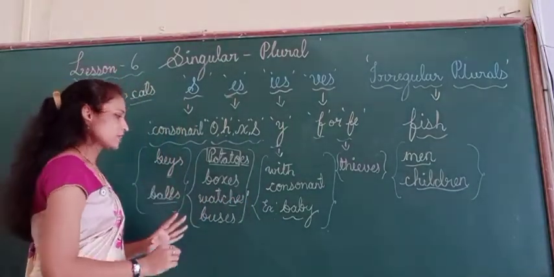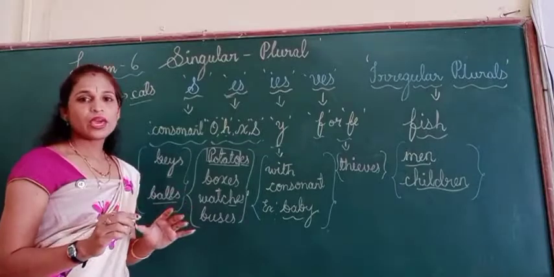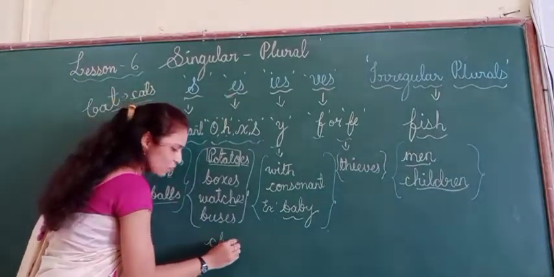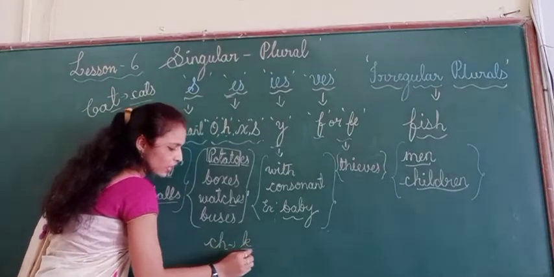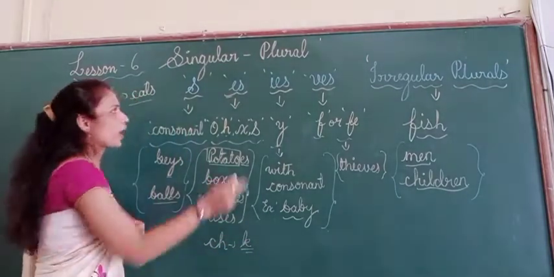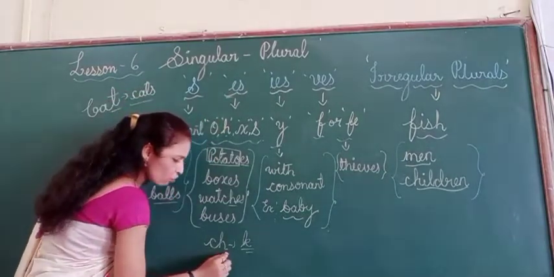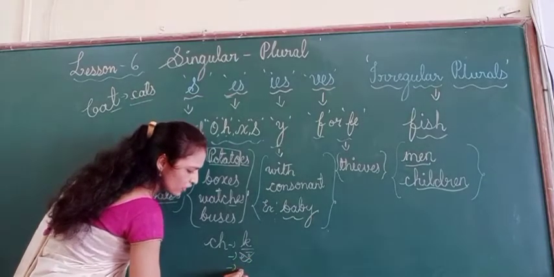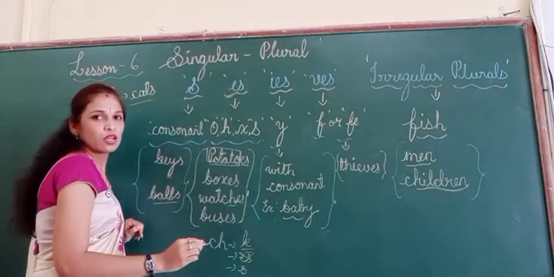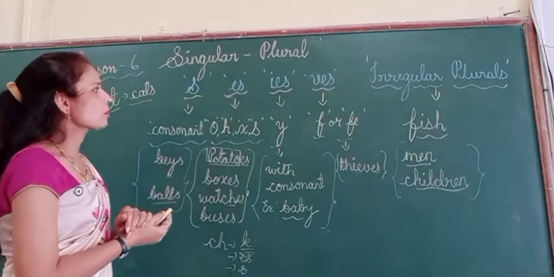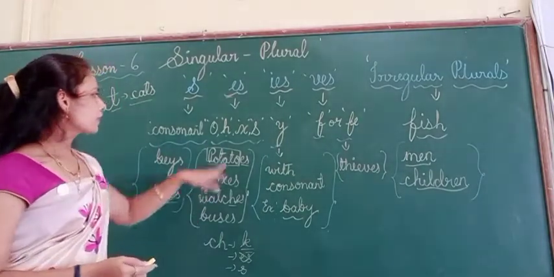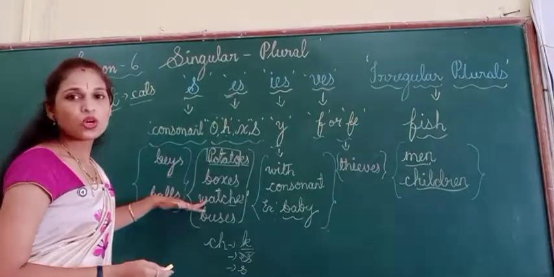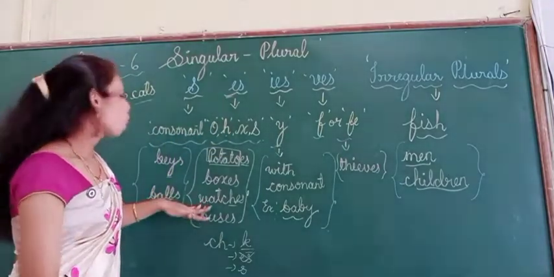Okay. In some cases where CH appears but it sounds like K, at that time we are not supposed to add ES. We add only S there. Like that, when we get the last letter H, I am going to add ES for that. Watch becomes watches, more than one.